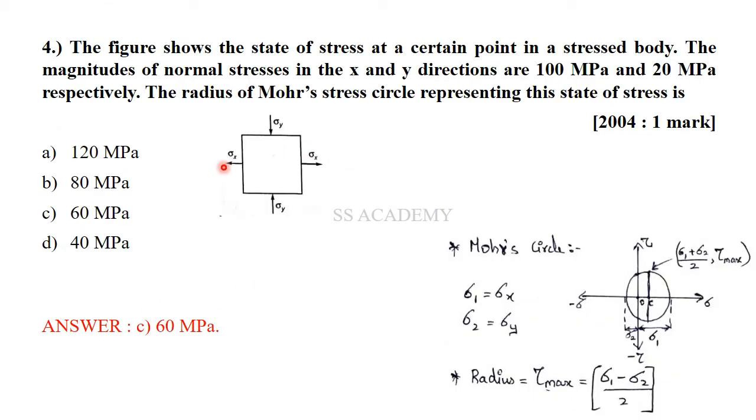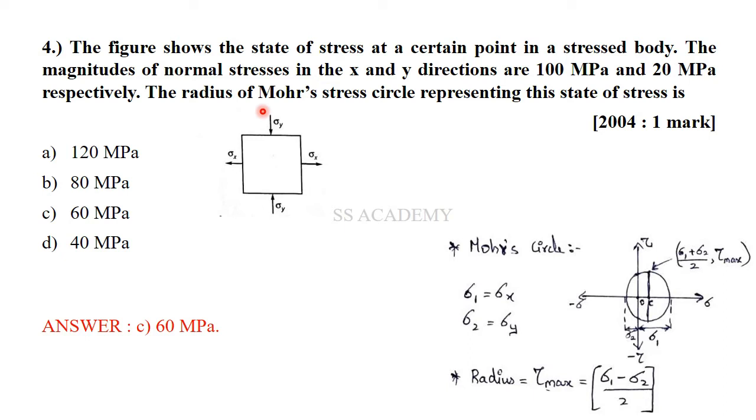The figure shows the state of stress at a certain point in a stressed body. Okay, from the figure it is clear that it is a biaxial state of stress. The magnitudes of normal stresses in the x and y directions are 100 megapascal and 20 megapascal respectively. Here you can see sigma x is 100 because it is in the x direction, and 20 megapascal in the y direction. So sigma y is 20, but it is compressive and this is tensile.